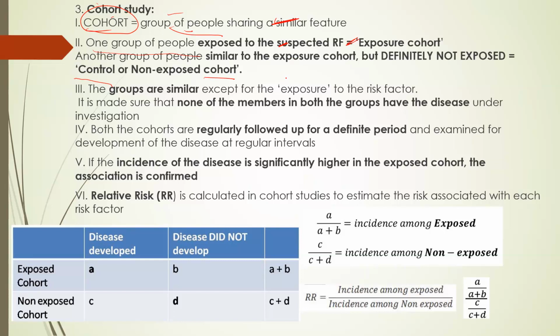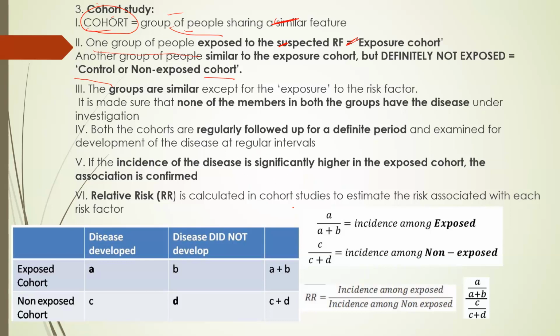So you have an exposure cohort and a control cohort based on whether the study population or the study group is being exposed to the risk factor. Remember, the groups are actually similar with respect to all factors. The only difference is one is exposed to the risk factor and the other is not exposed to the risk factor.